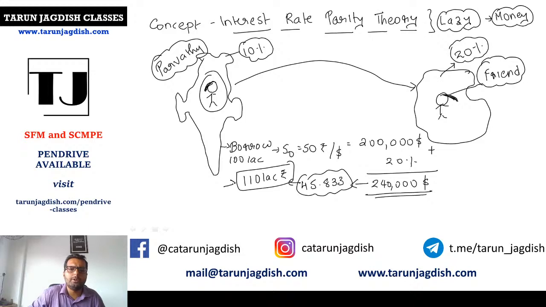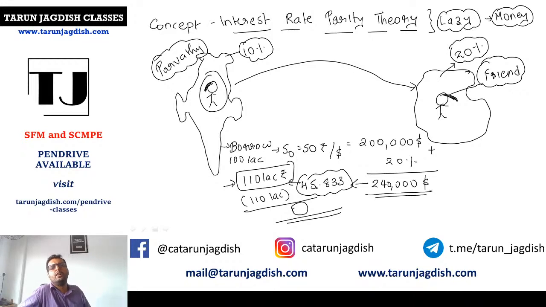In India, how much money of loan did she take over in India? 100 lakh loan she took. How much is the rate of interest in India? 10 percentage. So she went to Indian bank and she repaid how many lakhs of loan? 110 lakhs. What is the closing balance of Parvati? Zero. So tell me, my dear friends, what is the moral of the story? Moral number one, don't be lazy. Moral number two, don't miss Tarun Jagdish SFM class.